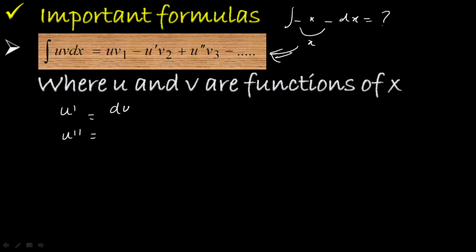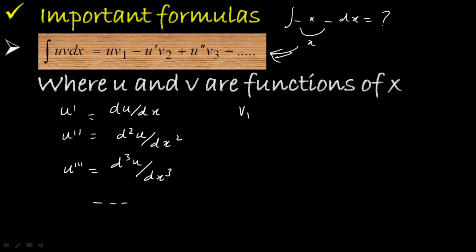That is, u dash is nothing but the first derivative of u, that is du by dx. u double dash is nothing but d square u by dx square, that is the second derivative of u. Likewise, u triple dash means d cube u by dx cube, etc. So u dash, u double dash, u triple dash are successive derivatives of u, whereas v1, v2, v3, etc. are successive integrals of v. Here v1 is nothing but you integrate v once with respect to x, that is integral v dx. That is your v1. v2 is nothing but you integrate v two times with respect to x.